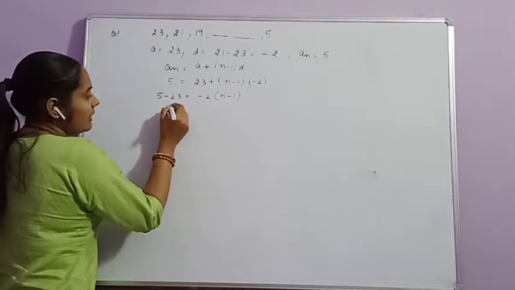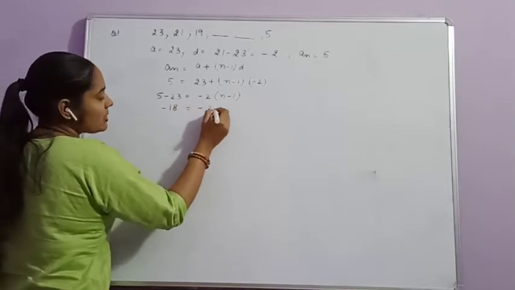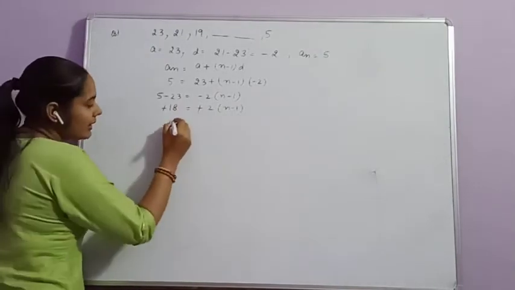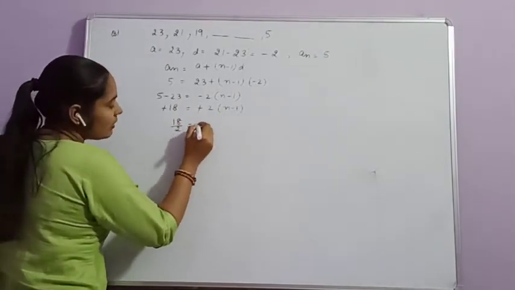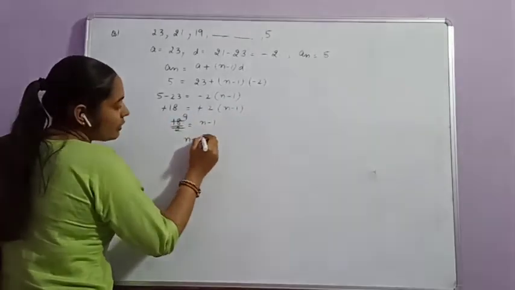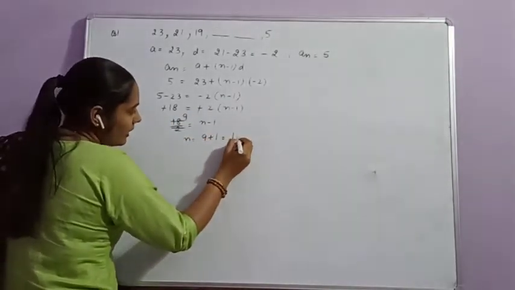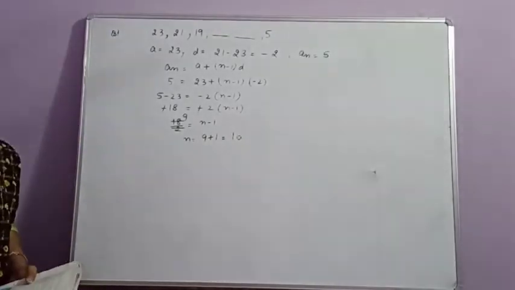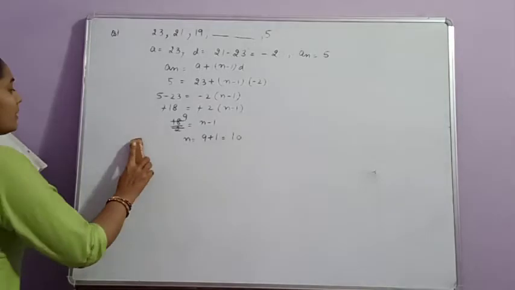Minus 18 is equal to minus 2 into N minus 1. Minus is cancelled out. 18 divided by 2 is equal to N minus 1. 2 9s are 18. N is equal to 9 plus 1, that is equal to 10. It means there are a total of 10 rows in the flower bed. Clear? Next question.